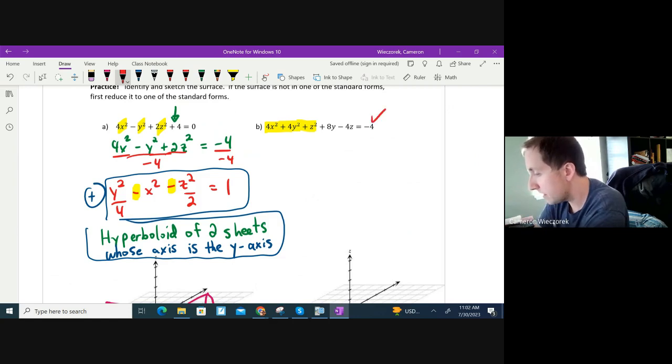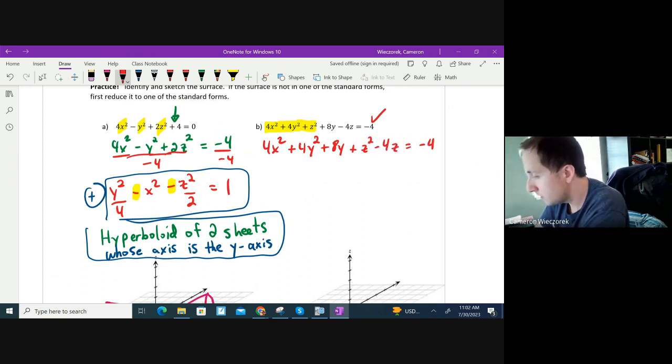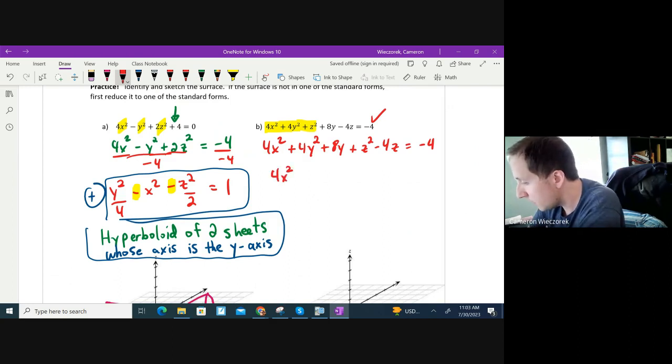I'm going to collect all of my x terms together, all of my y terms together, and all of my z terms together. So I got 4x squared plus 4y squared plus 8y plus z squared minus 4z equals negative 4. And I'm going to complete the square on each variable. Looks like x is already good to go. I'm going to factor out a 4 from the y terms. So I get y squared plus 2y. I'm going to leave a space, and we'll complete the square in a minute. z squared minus 4z, leave a space, equals negative 4.